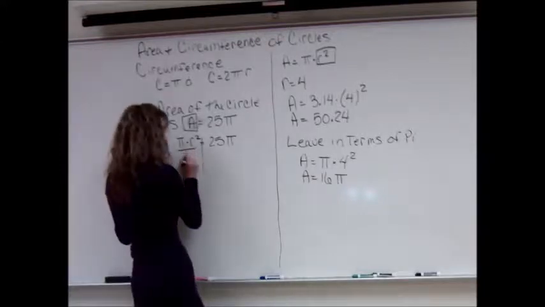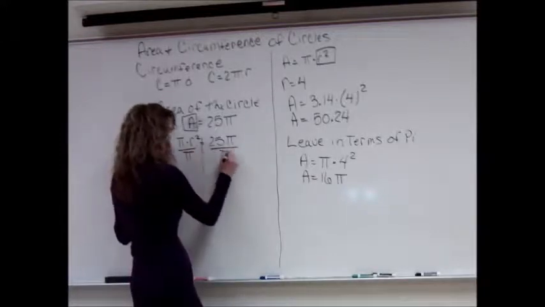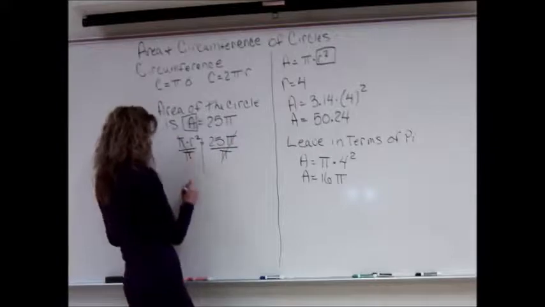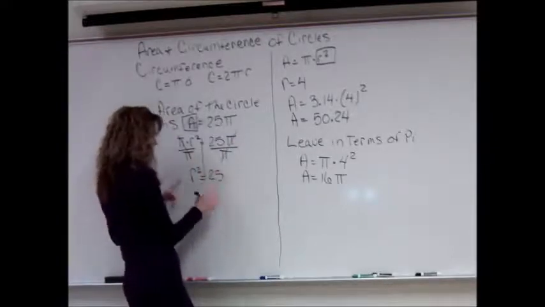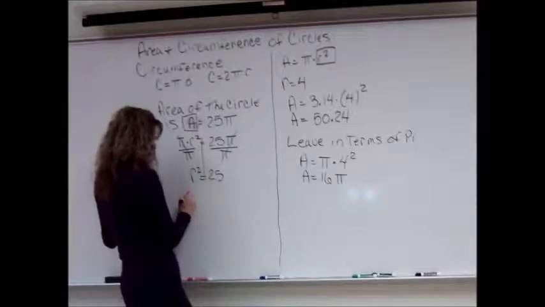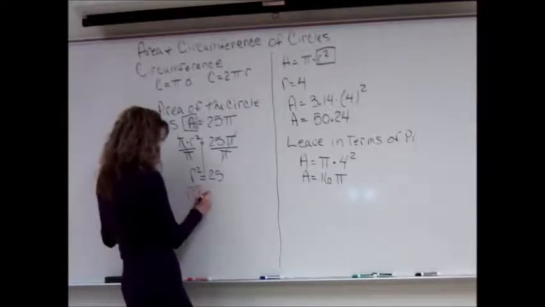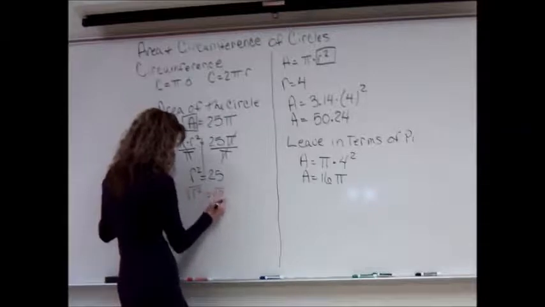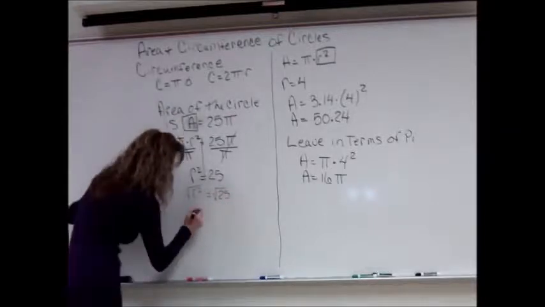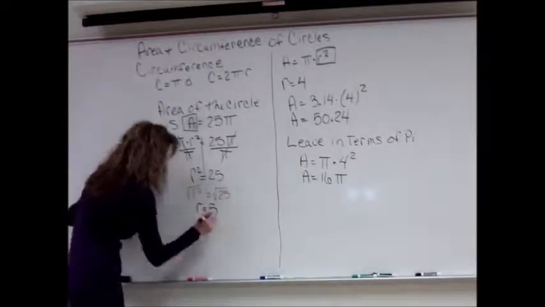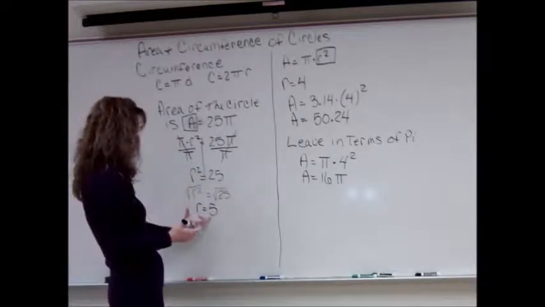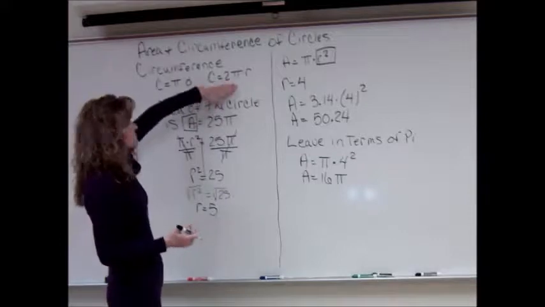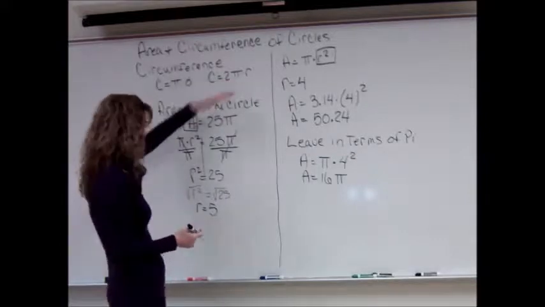So I'm going to divide both sides by pi. That's the first thing I'm going to do. And what I get is the radius squared equals 25. So then I'm going to take the square root of both sides. And I find out that the radius is 5. Okay, so woo, I did all that work and I think I'm done. No, I now need to take that radius and plug it into my circumference formula to find the circumference.